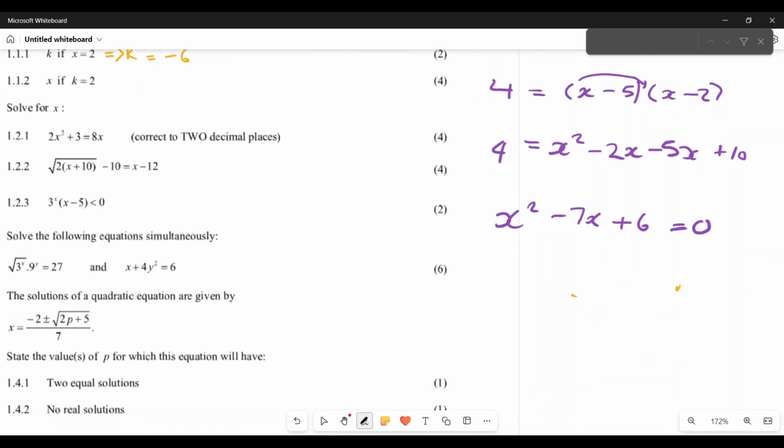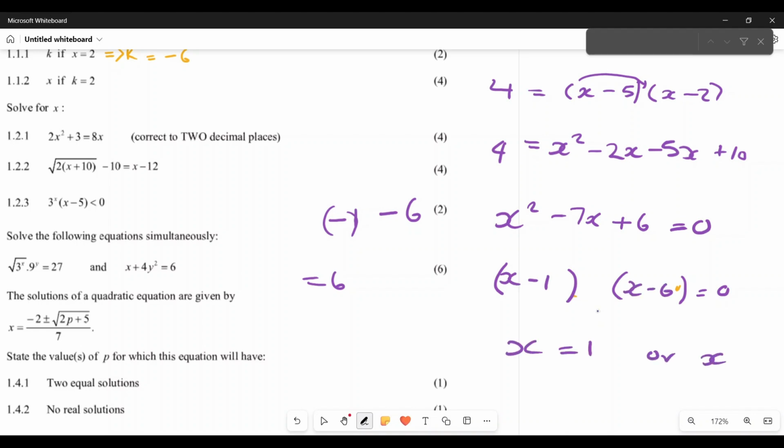From here, I need to factorize, right? So let me put my two brackets. So here I would need multiples of 6, whereby when I add or subtract them, they would give me negative 7, right? So I'm going to use negative 1 and negative 6. Why? Because when I multiply these two, they're going to give me positive 6. When I add these two values, they're going to give me negative 7, right? So (x minus 1)(x minus 6). So as a result, my x is equals to 1 or x is equals to 6.